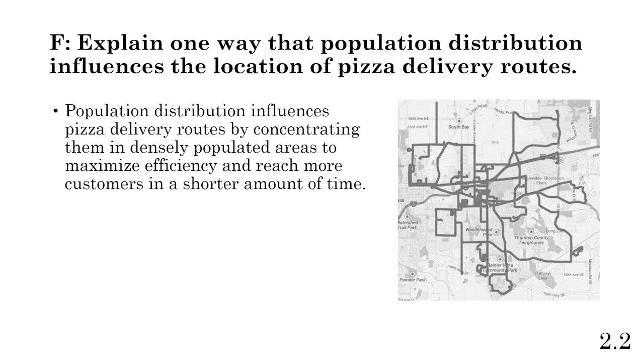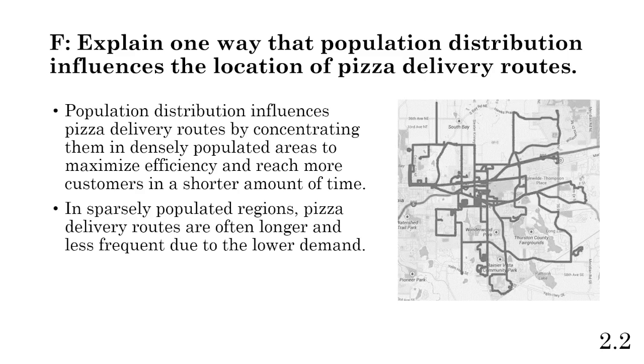Population distribution influences pizza delivery routes by concentrating them in densely populated areas to maximize efficiency and reach more customers. And you could have said reach more customers in a shorter amount of time because we are talking about delivery systems. In sparsely populated regions, or low density regions, pizza delivery routes are often longer and less frequent due to lower demand.